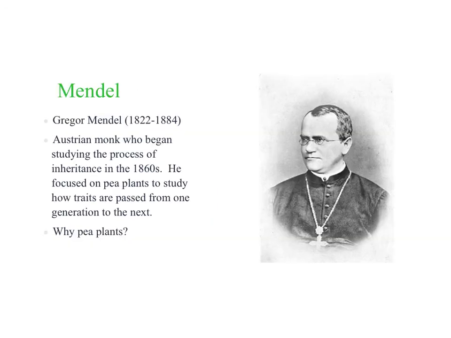Genetics really begins with a man named Gregor Mendel. He was an Austrian monk, and he began studying inheritance in the 1860s. He focused on pea plants, and he really studied how traits were passed from one generation to the next. So why pea plants?